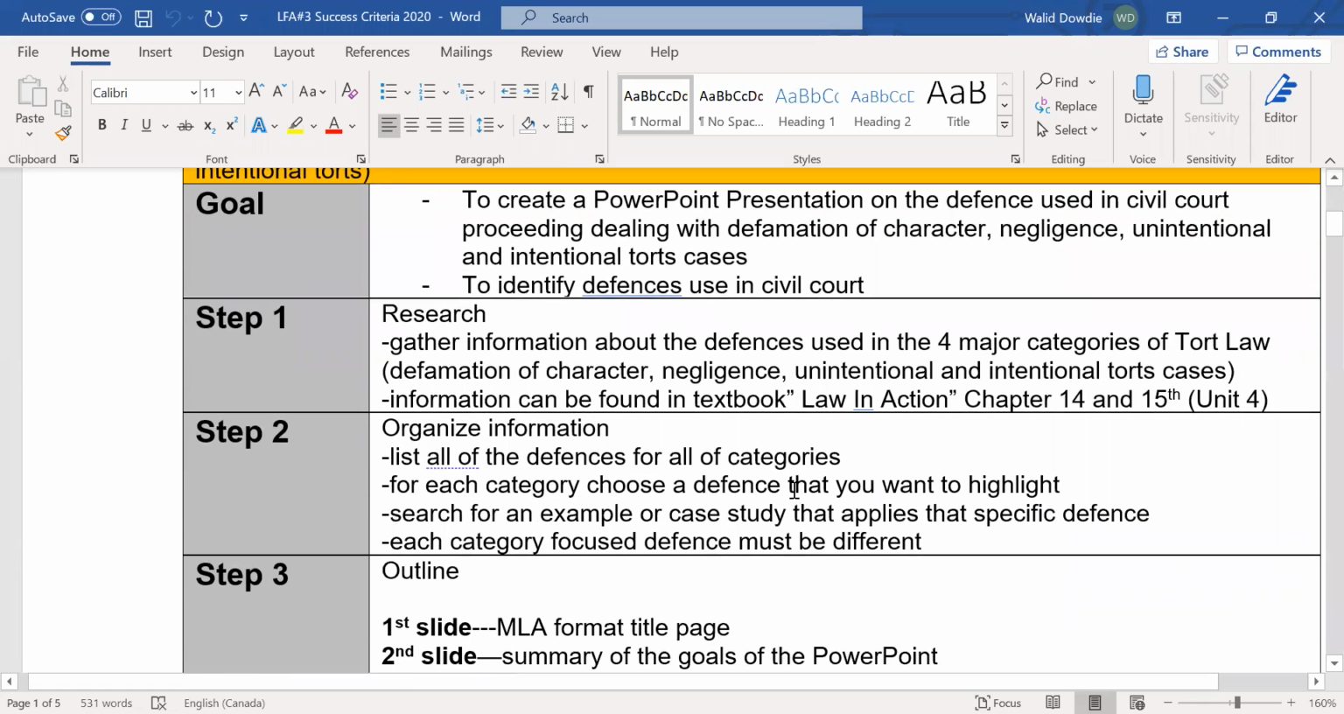You want to organize information. List all the defenses for all the categories. For each category, choose a defense that you want to highlight. Search for an example or case study that applies to a specific defense. Each category's focus defense must be different.